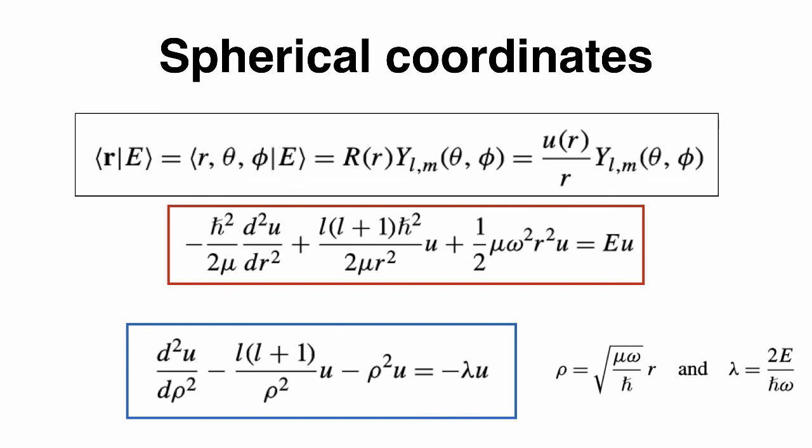We can simplify this problem somewhat by introducing the dimensionless variables rho and lambda. And then when we introduce rho and lambda, we end up with the equation in the blue box, which is exactly equivalent to the equation in the red box, but just a little bit simplified because all the constants were factored into the new variables that we have here.